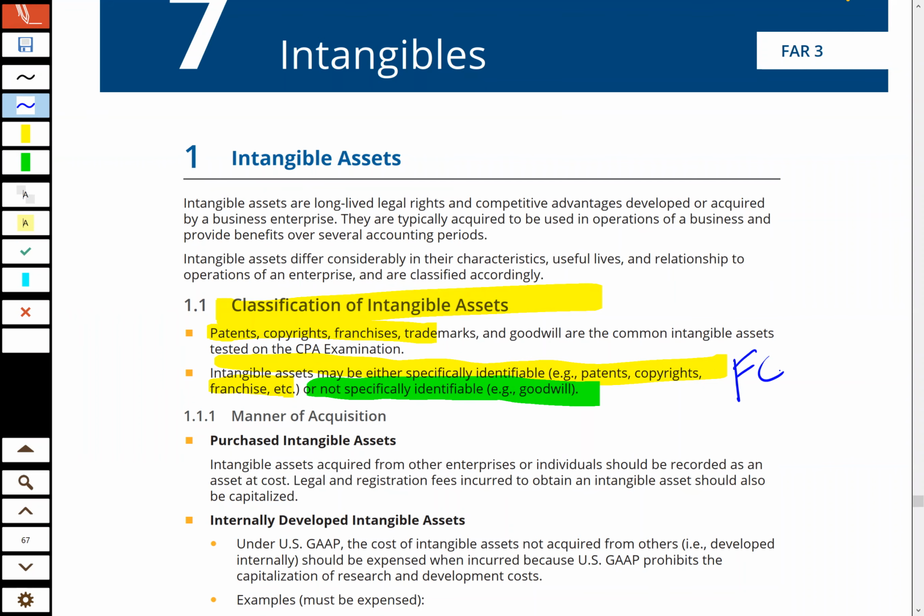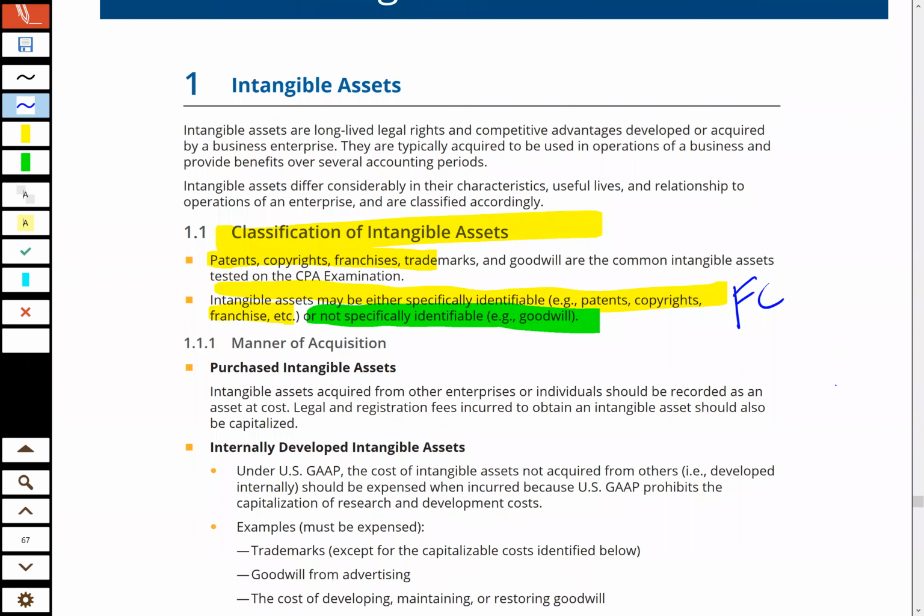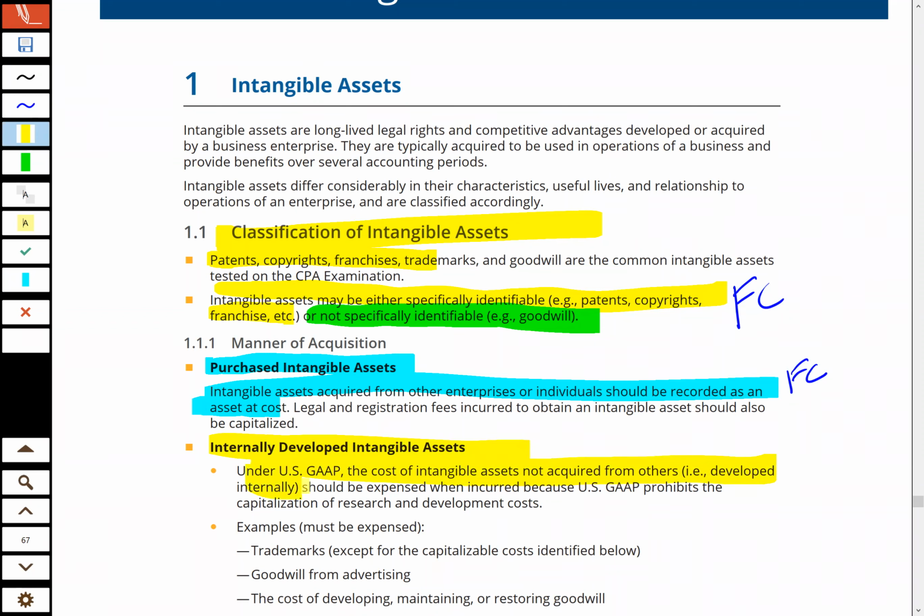Now, intangible assets acquired from others should be recorded as an asset at cost. Flashcard that. The cost of developing an intangible asset should be expensed. Flashcard that. If you ever pick up Tesla's financial reports, you see that they were showing losses year after year, and you say, why would anybody buy their stock? What was causing the loss is that they were expensing all the research and development they were doing, because under US GAAP, you have to expense all research and development.